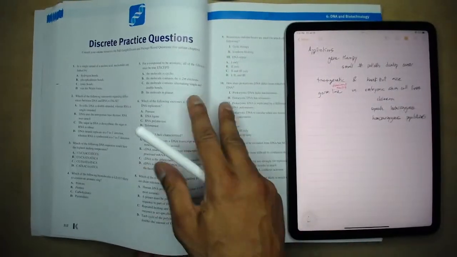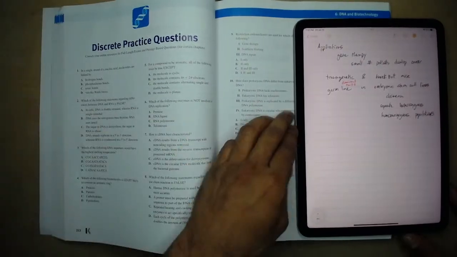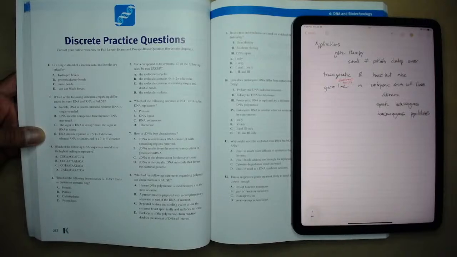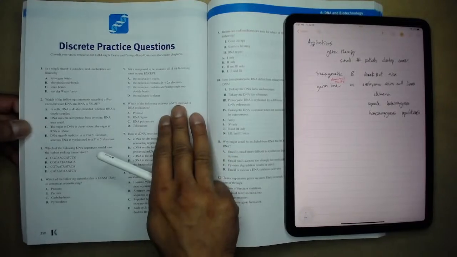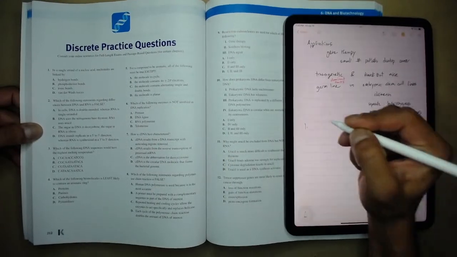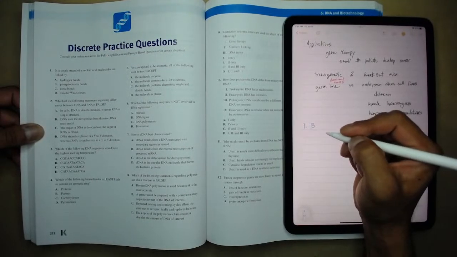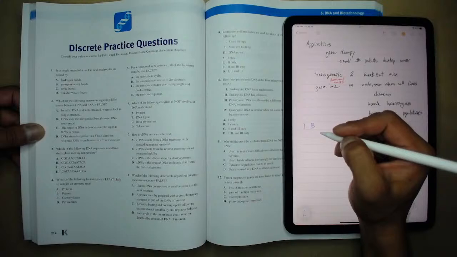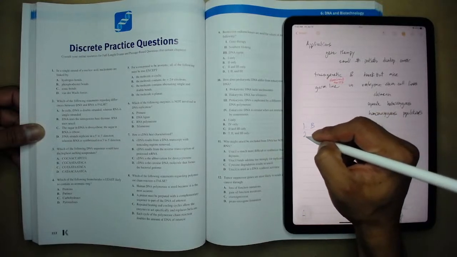In a single strand of a nucleic acid, nucleotides are linked by A. Hydrogen bonds, B. Phosphodiester bonds, C. Ionic bonds, D. Van der Waals forces. Number 1. Nucleic acid nucleotides are linked by phosphodiester bonds, B. Are they ionic bonds? No, they're covalent bonds.